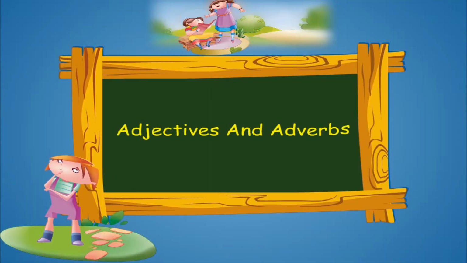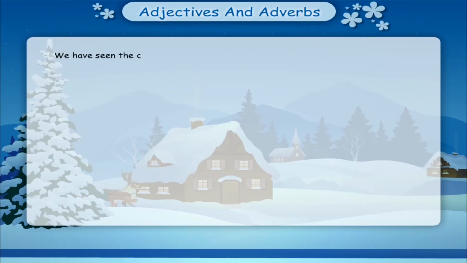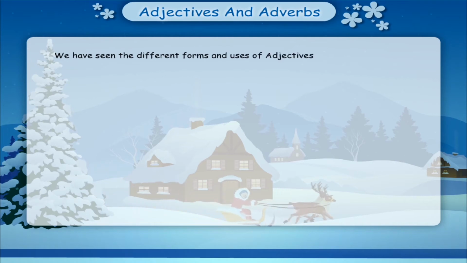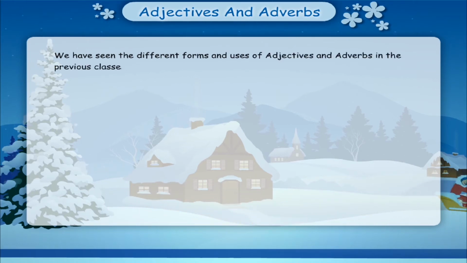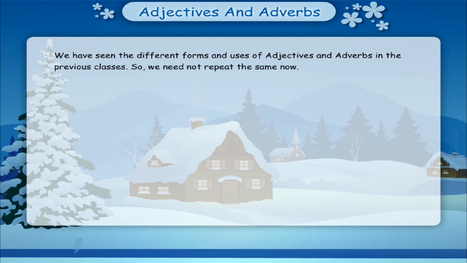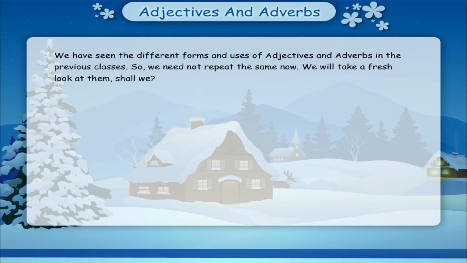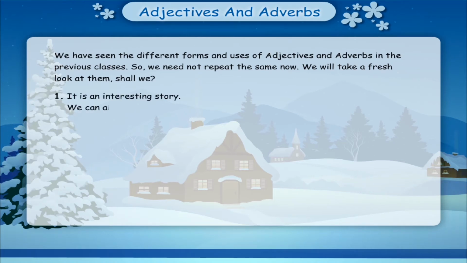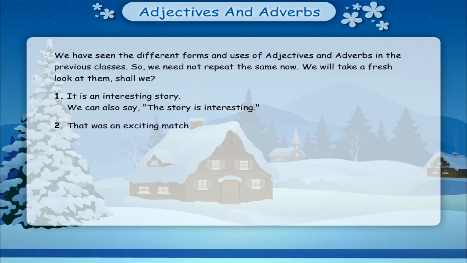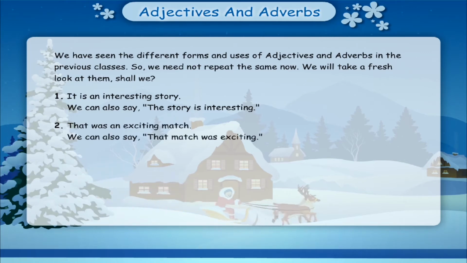Adjectives and adverbs. We have seen the different forms and uses of adjectives and adverbs in the previous classes. So, we need not repeat the same now. We will take a fresh look at them, shall we? It is an interesting story. We can also say, the story is interesting. That was an exciting match. We can also say, that match was exciting.